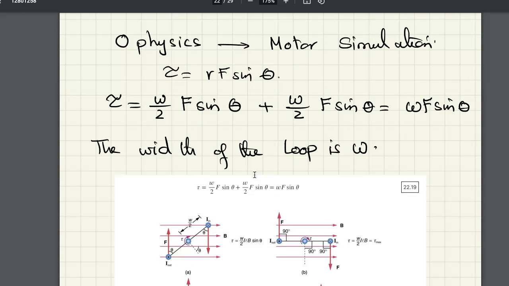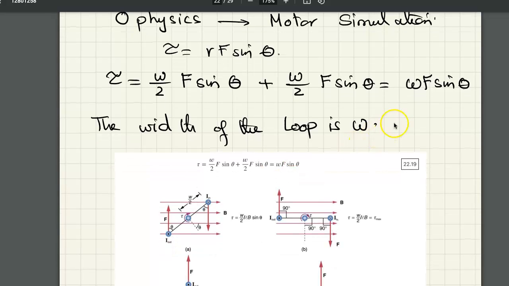Now here we're going to find the torque, and the torque is r F sine theta. This is from Physics 120. Then the torque is going to be W over 2, half the width of the loop, times F sine theta, plus W over 2 times F sine theta, because it's going to act on the two sides that are parallel. And therefore we have that torque equals the width times the force times sine theta.